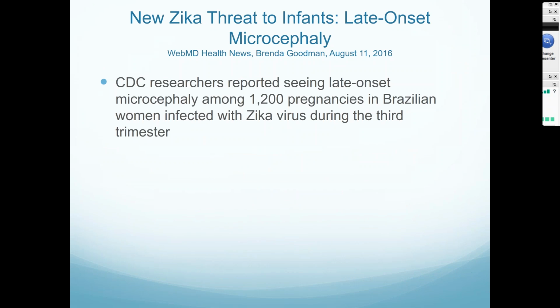Late onset microcephaly. This is a report that last August reported seeing late onset microcephaly amongst 1,200 pregnancies in Brazilian women. I discussed this a bit earlier, that if you're infected in the 3rd trimester, these babies need to be followed by the pediatricians very closely.